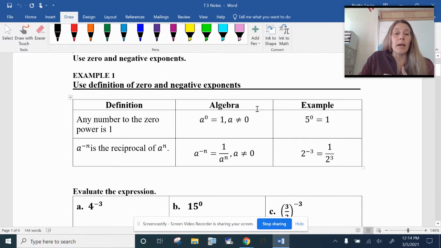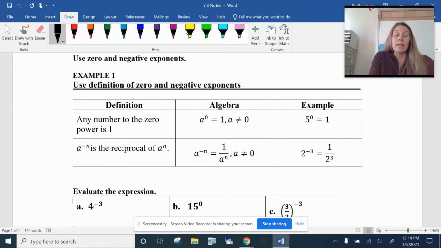Then the second property has to do with negative exponents. Basically, if you have any term, any variable, number, or combination of those raised to a negative exponent, in order to get the negative exponent to become positive, you would just take that specific term and move it to the opposite side of the fraction.